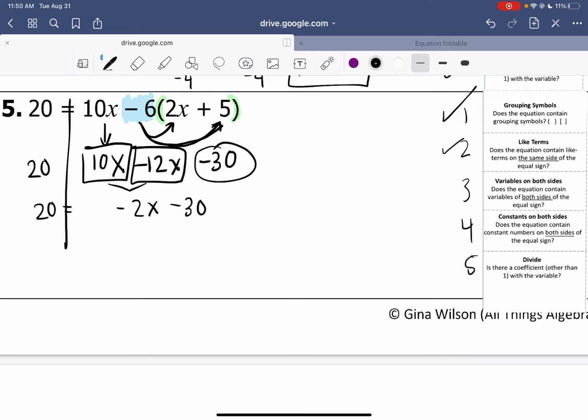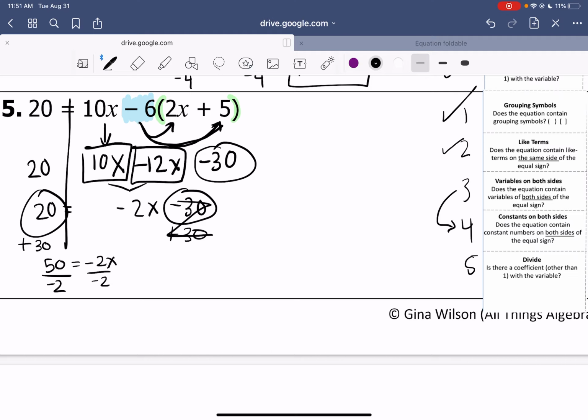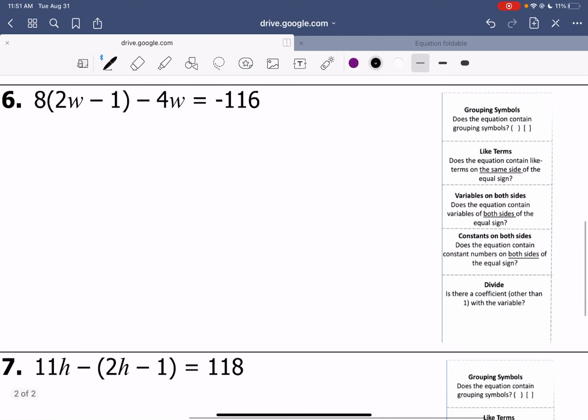So then we don't have variables on both sides, so we're going to go down to 4, where we have these constant numbers. So we have negative 30 and 20. So we're going to move the one with the variable on the same side as the variable to get the variable by itself. So we have negative 2x equals 50. And then we are going to divide both sides by negative 2. And that leaves us with x equals negative 25. So our coefficient, I kind of skipped over those, but there you go.